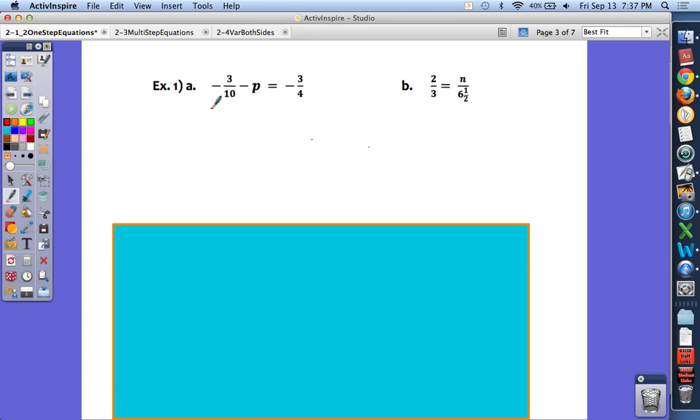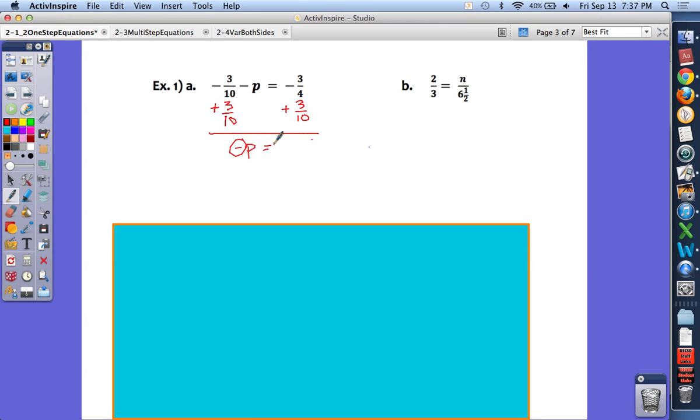On A, I'm going to add 3/10 to both sides because I have a negative 3/10. I don't want to make this 0, so I need the opposite sign or the opposite operation, whichever way you want to think about it. So I'm going to be left with negative p. Check. Do you have that negative sign there? Because that's really important.